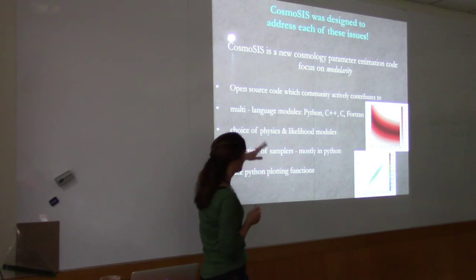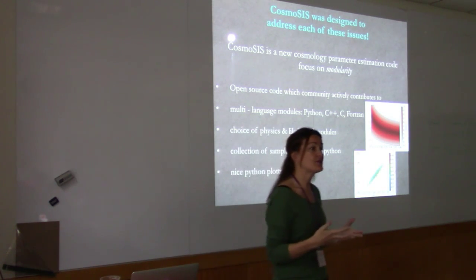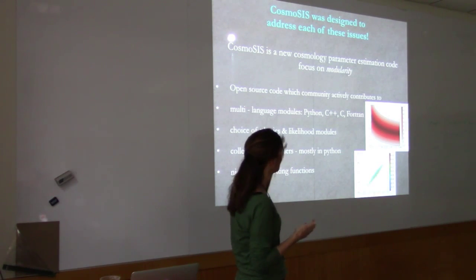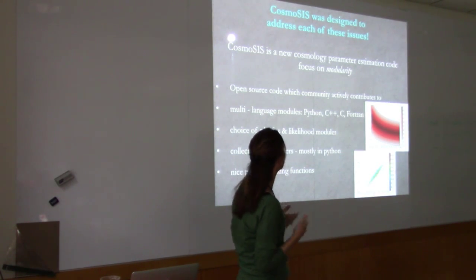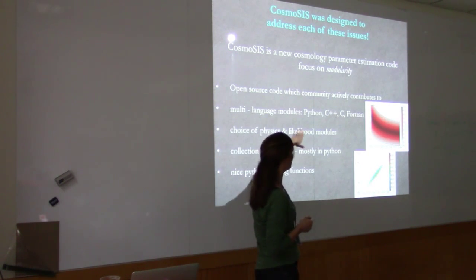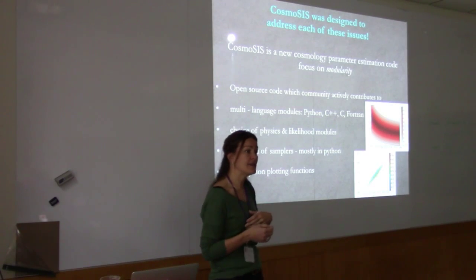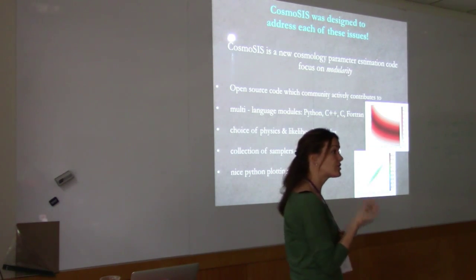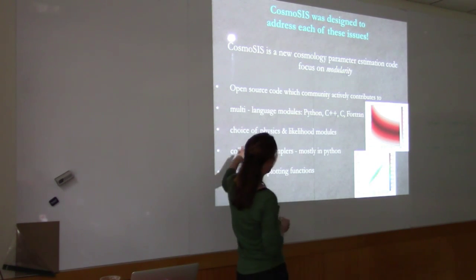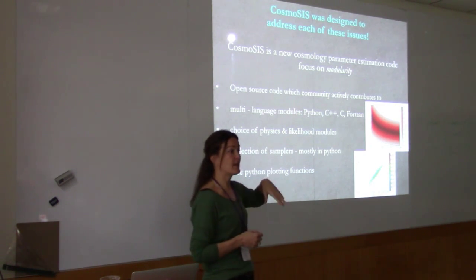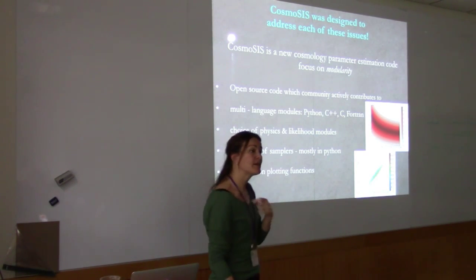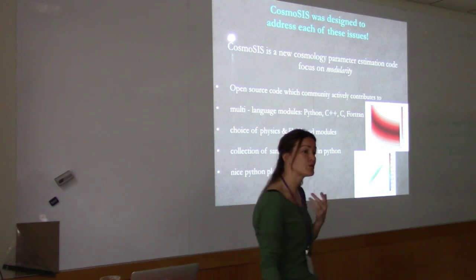CosmoSIS is an open source code which the community is actively contributing to. We're inviting contributors, and people have contributed several different modules to CosmoSIS, and we've folded them in. At the moment, all of the modules can be written in different languages. We're supporting Python, C++, C, and Fortran. The main code of CosmoSIS is written in Python and C++. And we package CosmoSIS with a choice of physics and likelihood modules, which I'll go into in a little bit more detail later on. We also package it with a collection of different samplers, which are mostly in Python.